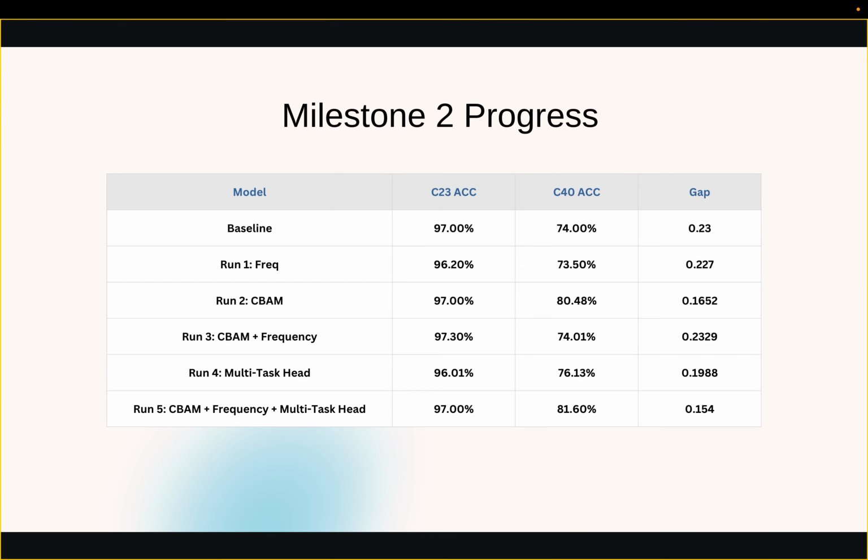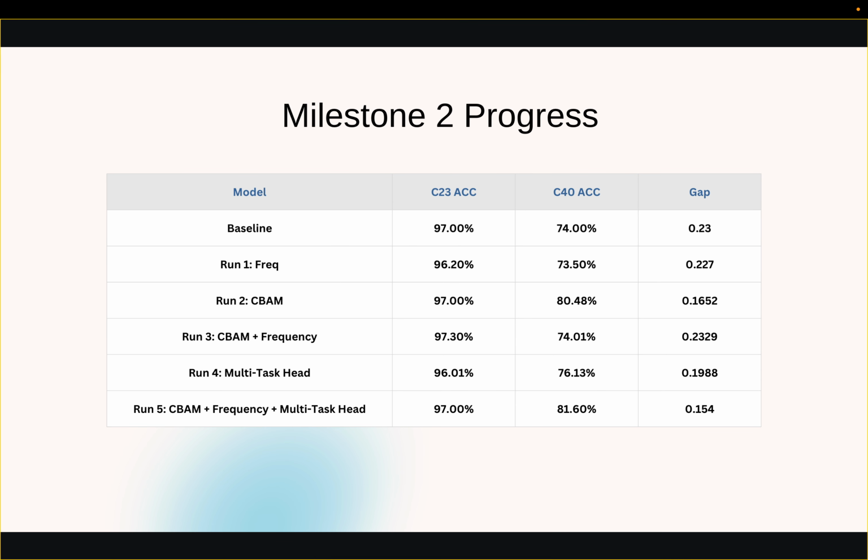Importantly, CBAM alone in run 2 gave us a big jump to 80.48 accuracy, confirming that spatial attention is a strong standalone contributor. Adding frequency on top of CBAM actually hurt slightly in run 3, but bringing in the multitask head recovered everything and pushed higher.